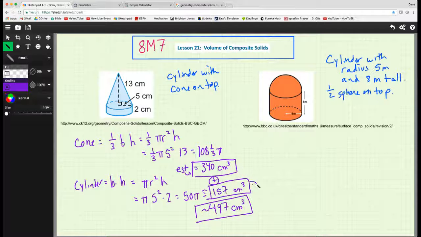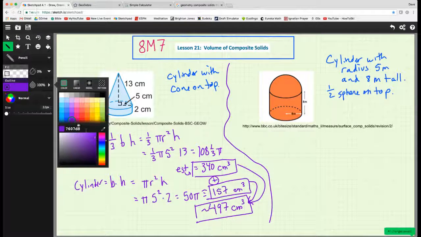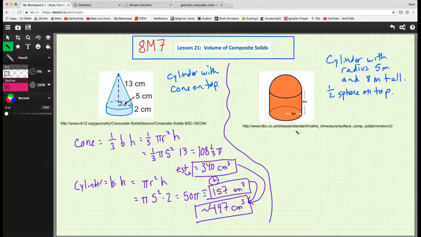Add those together and you get your final answer, 497 cubic centimeters. So again, what do we have here? Let's look at our other example. Let's do this one in pink. So this is a half sphere and a cylinder. So let's look back and let's do our half sphere.